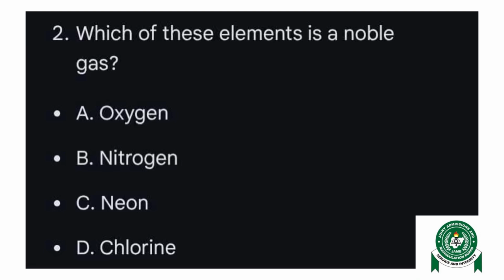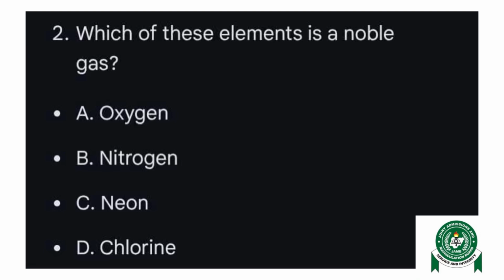Now, in the periodic table, noble gases are elements characterized by having a full octet, that is 8 valence electrons in their outermost shell, meaning their outermost shell is complete, having 8 electrons. The correct answer to this question is option C, neon. Neon has a chemical symbol of Ne.